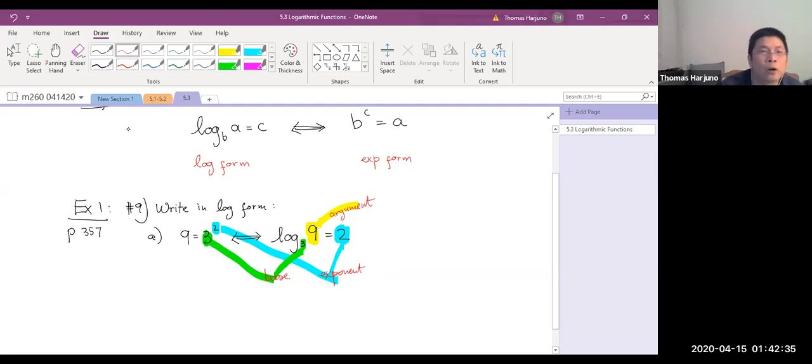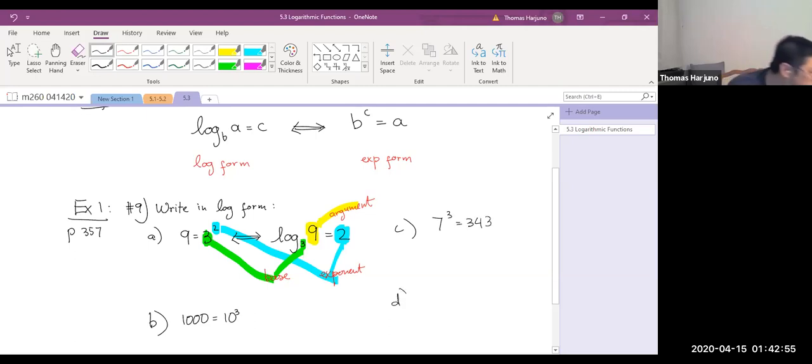Now let's do more. Part B, we have 1000 equals 10 cubed. You do it. Part C, 7 cubed equals 343. And part D, square root of 2 equals 2 to the power of 1/2.